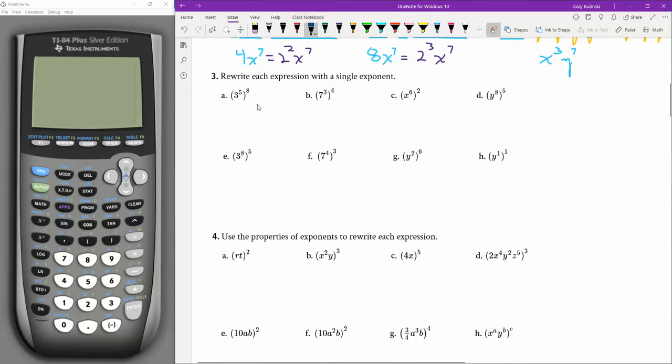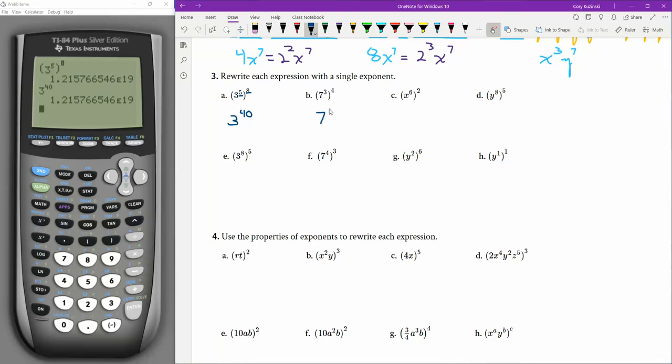All right, rewrite each expression with a single exponent. Well, when you're doing power of a power, you take the two powers and you multiply them. So this is 3 to the 40th, because 5 times 8 is 40. Let's go 3 to the 5th power raised to the 8th power. Is that the same as 3 to the 40th power? Yes, it is. We'll talk about what that means later.